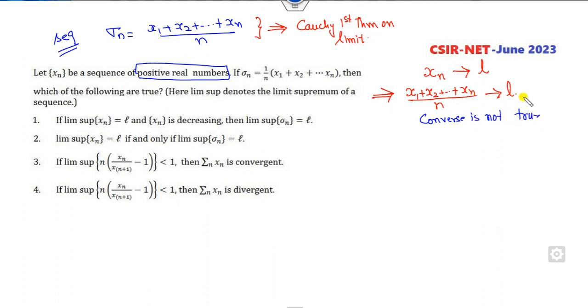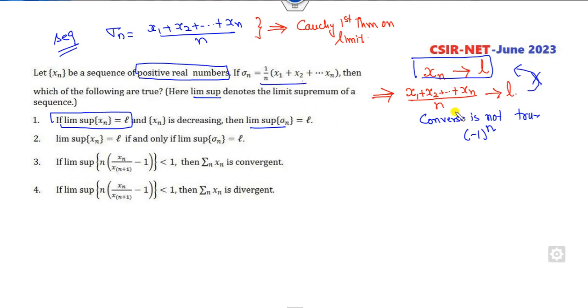Fine. If the average converges, this does not mean the sequence converges. A very beautiful example is (-1)^n. Then you have to find the limit supremum of this. If the limit supremum is my L, that means this condition holds, then the limit supremum of the sigma, again by using the Cauchy first theorem on limits, is a correct option.